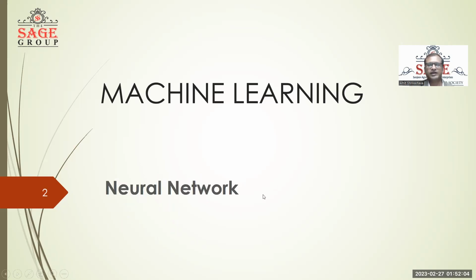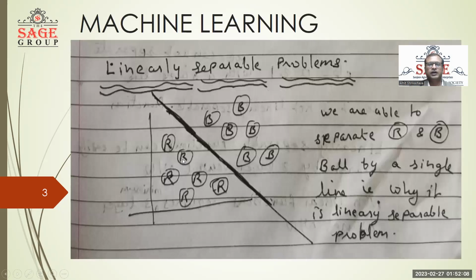So today we will be studying the topic neural network. Now let us see, first of all, what is a linearly separable problem. Suppose we have got red balls and black balls, and I want to separate out these red balls and black balls with a single line. So we can do it like this. If we can separate out these red balls and black balls with a single line, then I will say that it is a linearly separable problem.